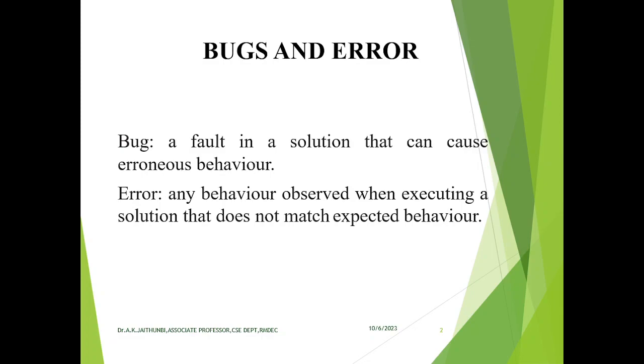Right. So, initially, let us see what is a bug. A bug is a fault in a solution that can cause erroneous behavior. Bugs can be caught and eliminated at any stage in the development process, but the earlier you find and fix them, the better. Next, error. Any behavior observed when executing a solution that does not match the expected behavior.